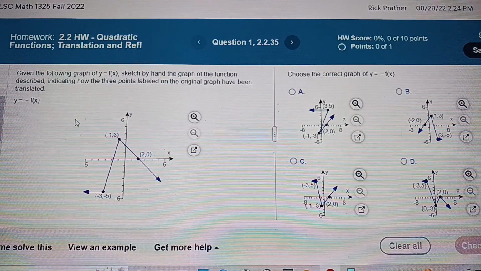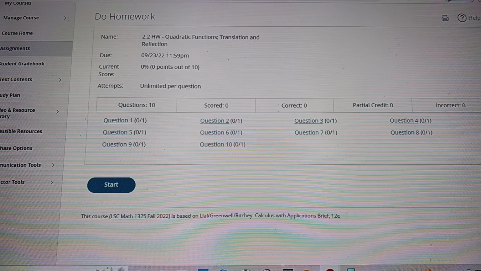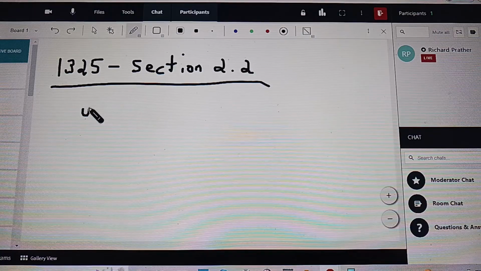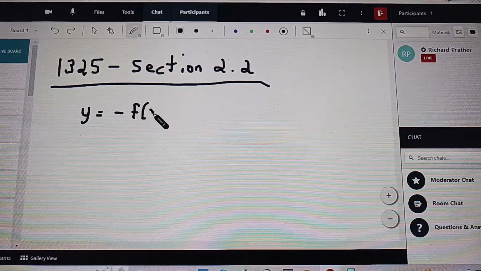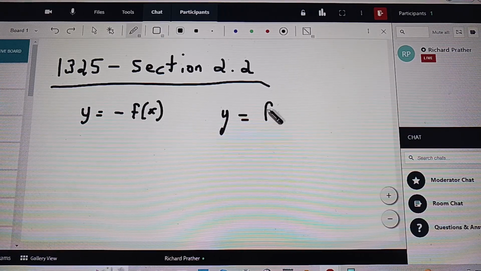A translation is when you move points. So if you've taken an original function that's just some made up graph right here that has 3 key points they're worried about. If you were to do a negative outside of the function, negatives basically affect reflections. So there's a difference between a negative outside of a function versus a negative inside the function.